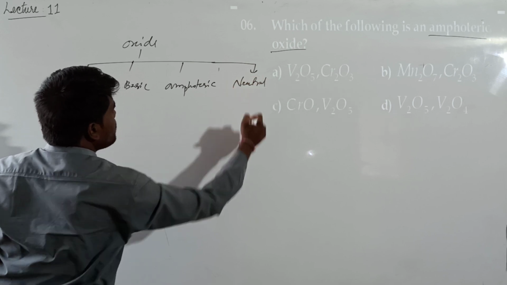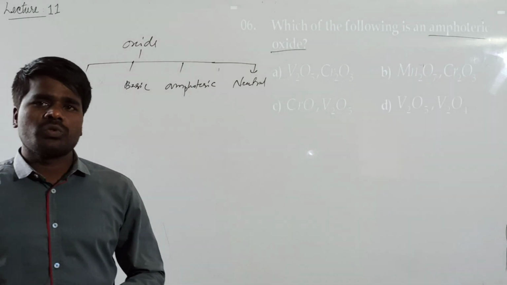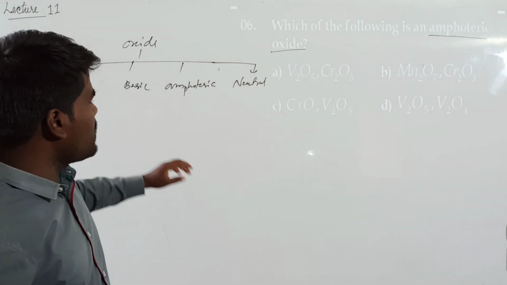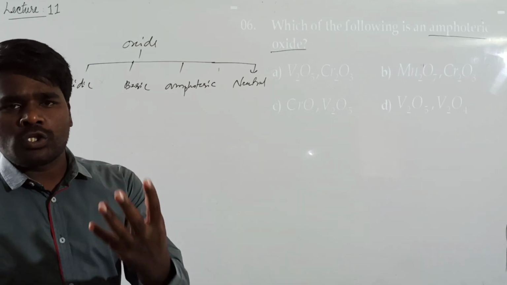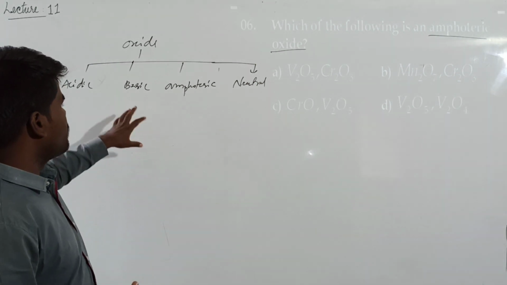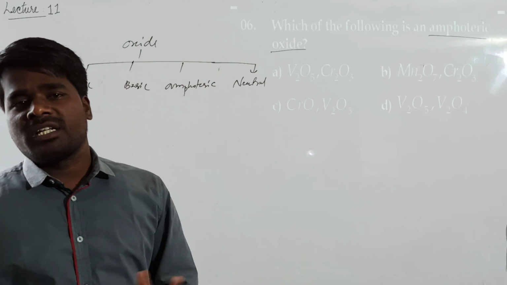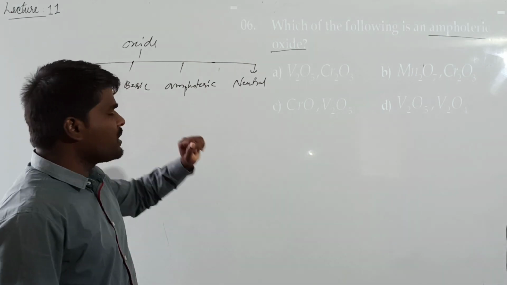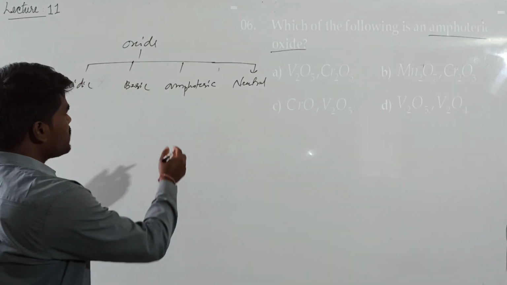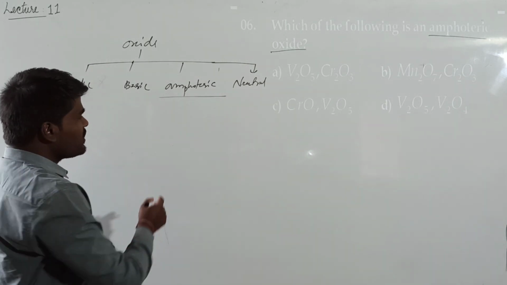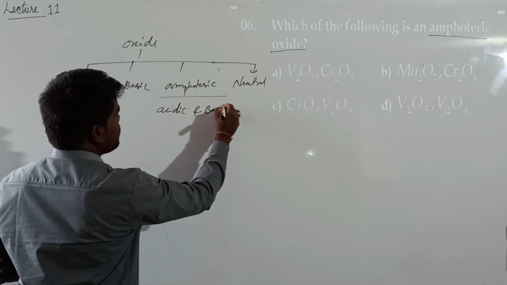What is meant by acidic? The oxides which are acidic in nature, which can produce an acidic solution in water, will be called acidic. The oxides which are basic in nature, or which can produce an alkaline solution with water, will be called basic. The oxides which can exhibit both acidic nature as well as basic nature will be called amphoteric, and the oxides which are neither acidic nor basic will be called neutral. Here we have a question regarding the amphoteric, which means it will exhibit acidic nature as well as basic nature.